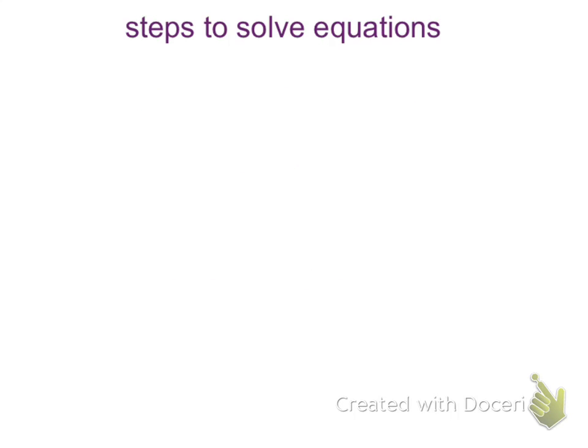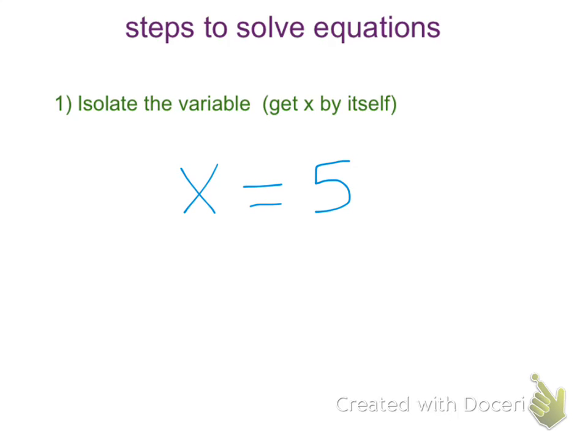So, first thing, you need to write down what the steps are to solve equations. There are 4 different steps to be successful. The first one, you need to isolate the variable. Sometimes we have no idea what that means. Isolate the variable. Another way to say that: get x by itself, or whatever the variable is, you want it to be all by itself on one side. For example, x equals 5 is perfect because x is all by itself over here. There's nothing else with it. So that's what isolate the variable means.